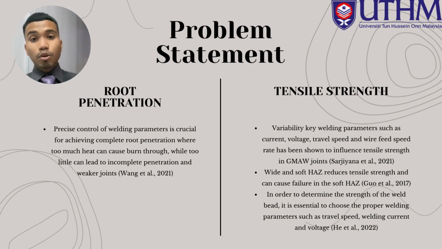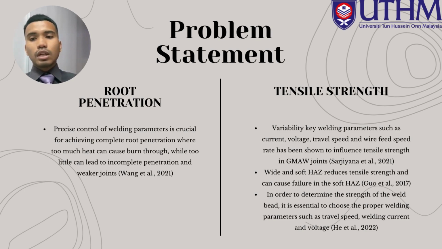So the last problem statement is the tensile strength. So firstly, key welding parameters such as current, voltage, travel speed, and wire feed speed rate have been shown to influence the tensile strength in GMAW joints. This is according to Sarjiana et al. 2021. So the second one is wide and soft HAZ, so the heat affected zone reduces tensile strength and can cause failure in the soft heat affected zone. This is according to Go et al.